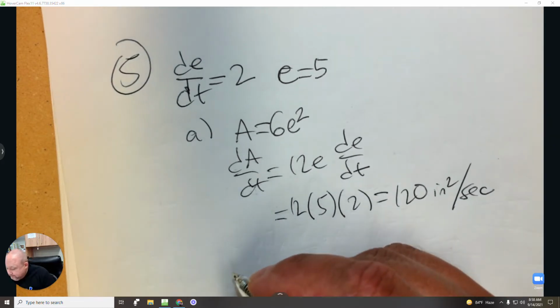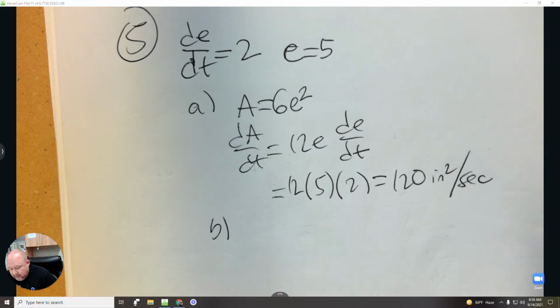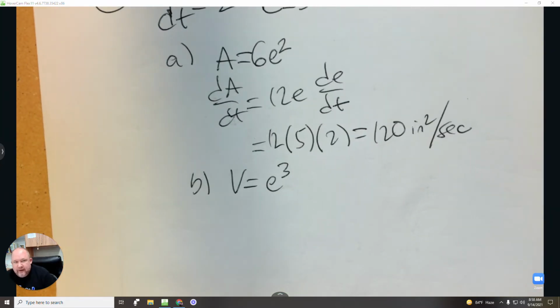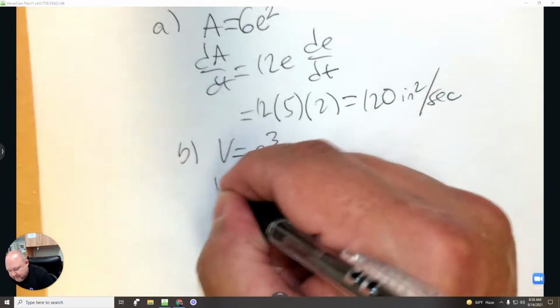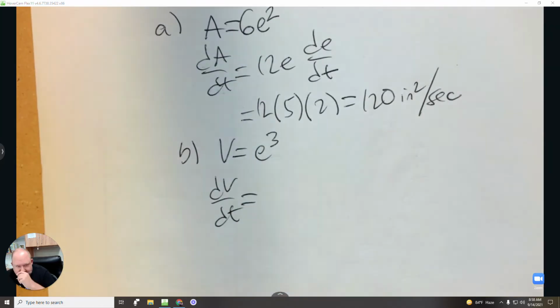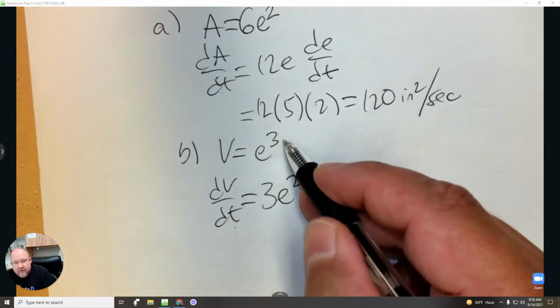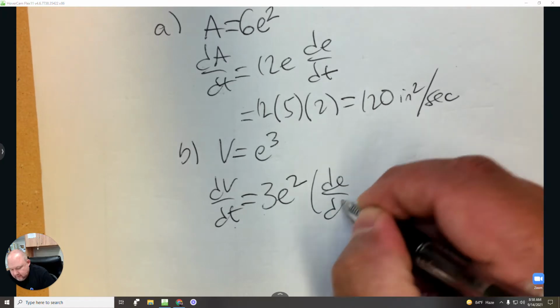B, it talks about the rate of change of the volume of a cube. So that's the volume of a cube. You take one edge and you cube it. That's where we get the word cubed. Here is the derivative of volume with respect to time: 3 times E squared, subtract 1 from the exponent. There it is, but we need the hook.